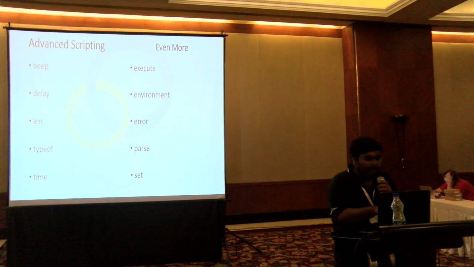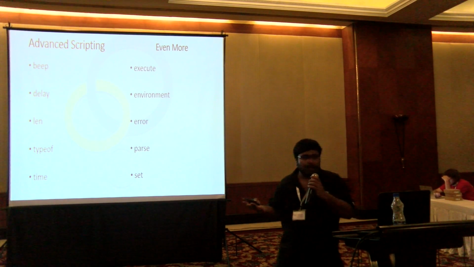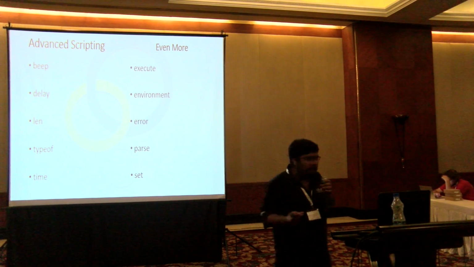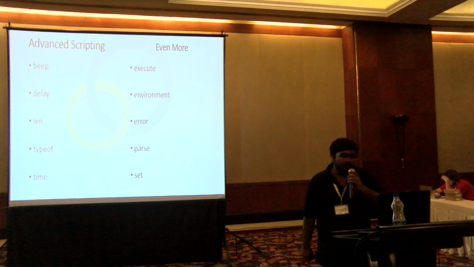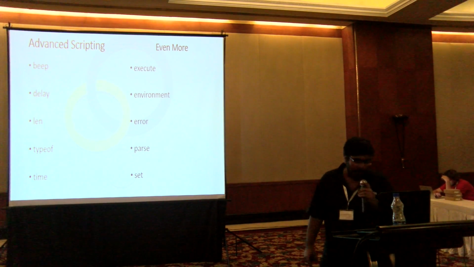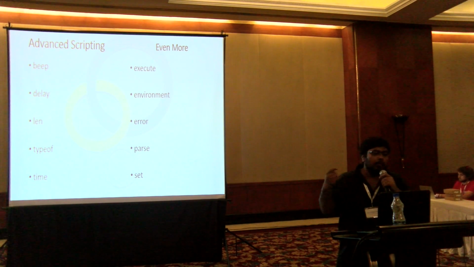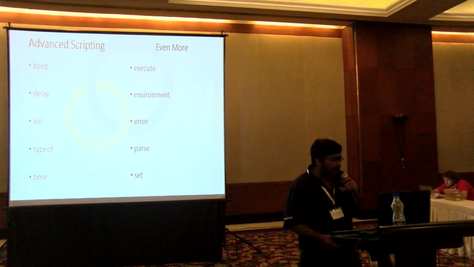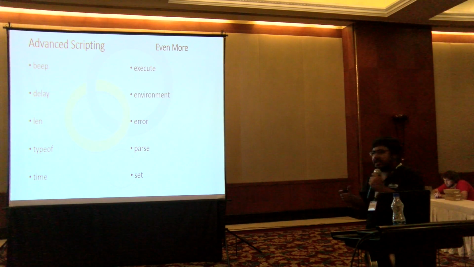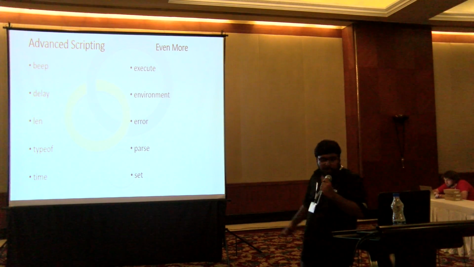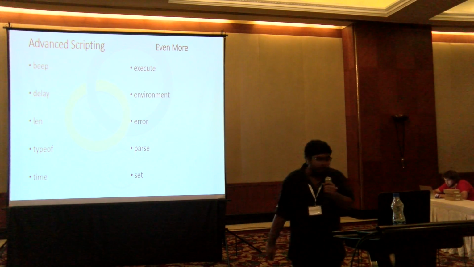Type of is the data type of the variable. See, there are multiple types of variable, as I've mentioned before. There can be arrays, there can be strings, there can be integers, there can be IP addresses. So type of will actually get the data type of the variable. Then we have the time, that is get the system time, execute a script in the background. And environment is where you declare the global variables and check the value of them. Okay, we have more: set, parse, etc., etc. Error, very important.